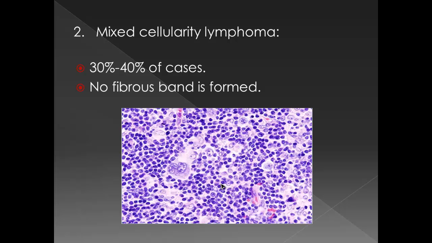Second type, mixed cellularity lymphoma. In about 30% of the cases, there are no fibrous bands formed around the Reed-Sternberg cells. They have many types of cells found in the specimen, eosinophils and other types of normal white cells.